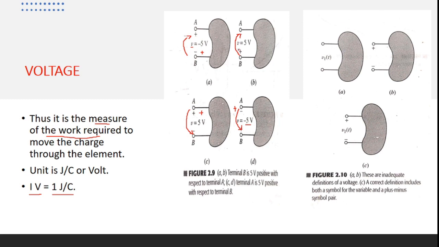Now compare these diagrams. In the first one, only the voltage value V1 is present, but the terminals are not marked as positive or negative, which means I cannot predict which terminal is positive and which is negative. In the second diagram, the terminals are marked positive or negative, but the voltage value is not mentioned, so this is also a wrong representation. In the third diagram, the terminal polarities are mentioned and the value of the voltage is also present, so only this is a correct representation of a voltage source. Diagrams A as well as B are inadequate representations of voltage.